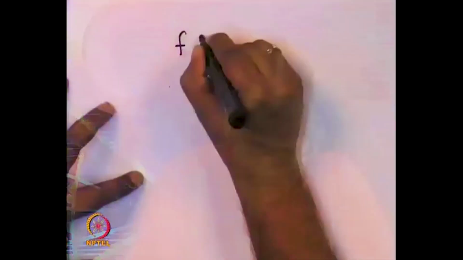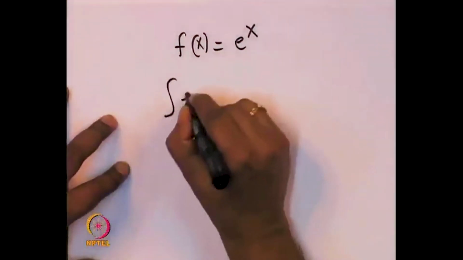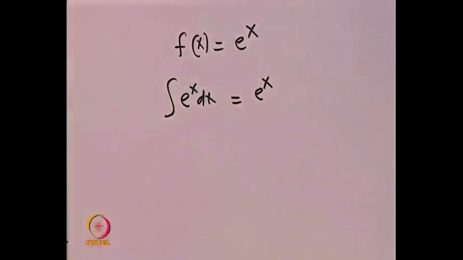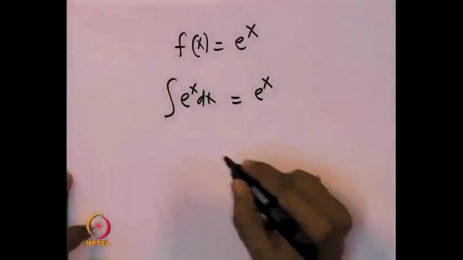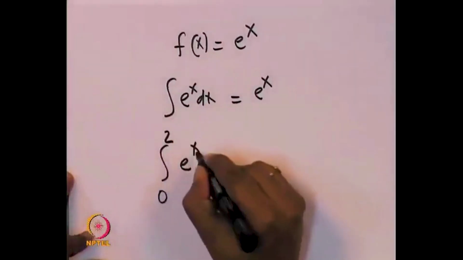Let us think of a simple function that you know and see whether we can divide this into many parts and do the sum, and when n goes to very large, whether we get the answer we know. So let us think of the function f of x equal to e power x. We learned that the integral of e power x dx is e power x itself. Now we want to calculate the integral from 0 to 2 of e power x dx.